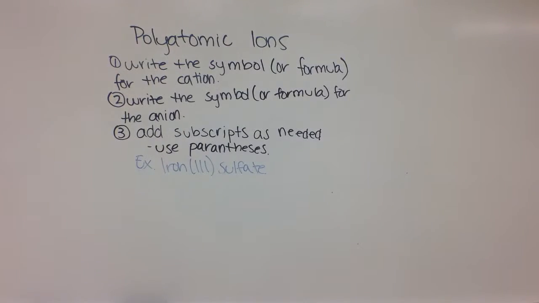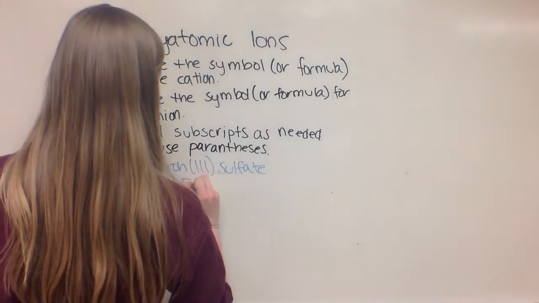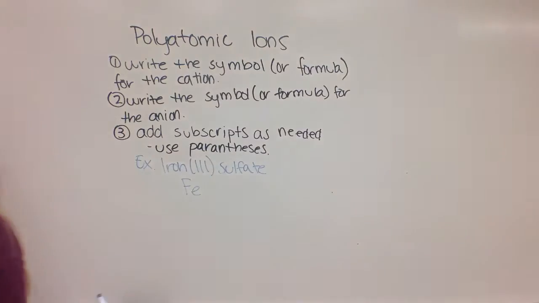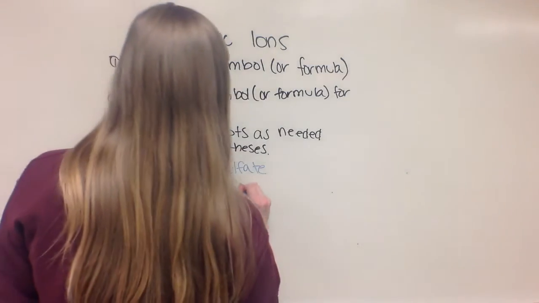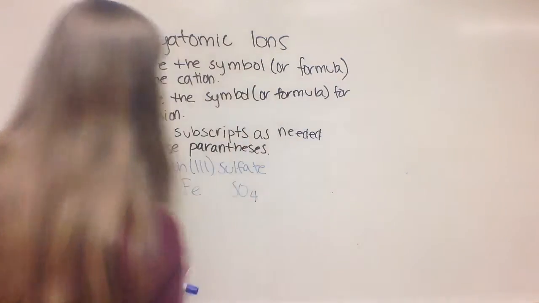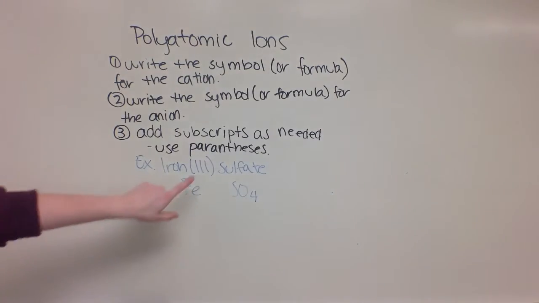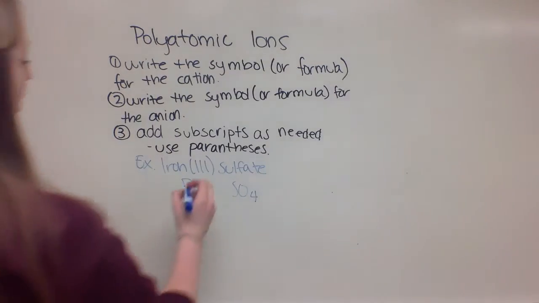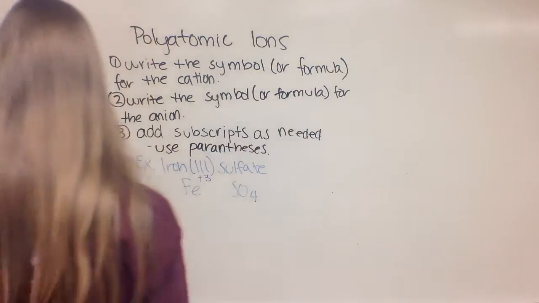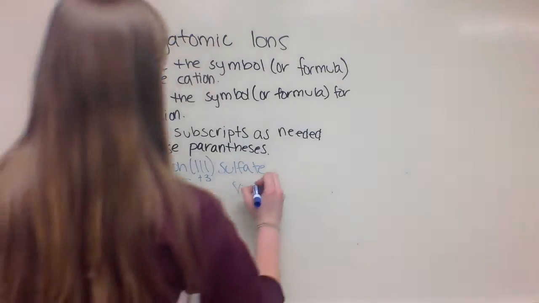So now another example, which is also a little bit trickier, is iron 3 sulfate. So now we start with writing the symbols as usual, and the symbol for iron is still Fe, and for sulfate it's SO4. Now the charge for Fe, since iron 3, is just +3, and for sulfate, the charge is -2.